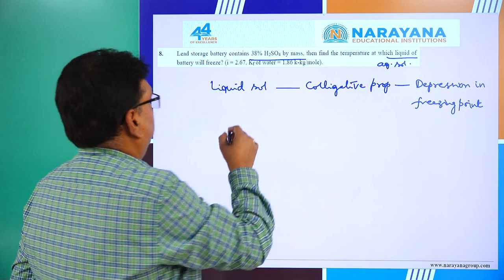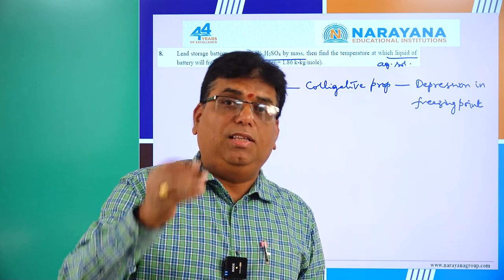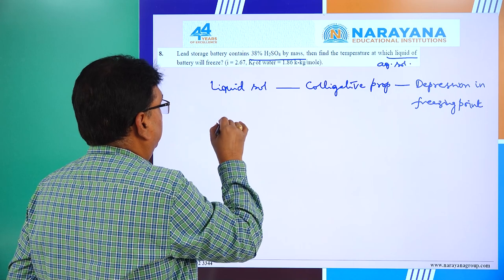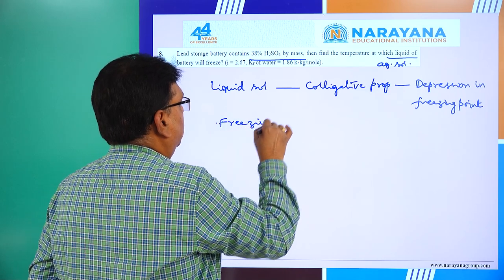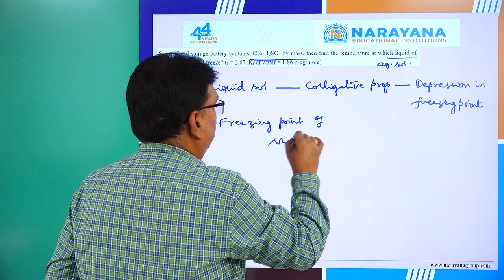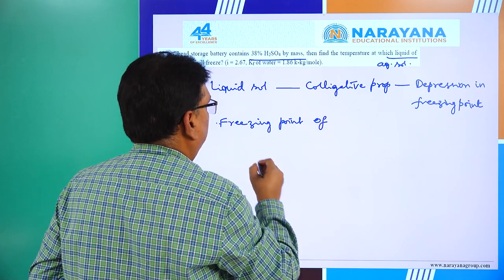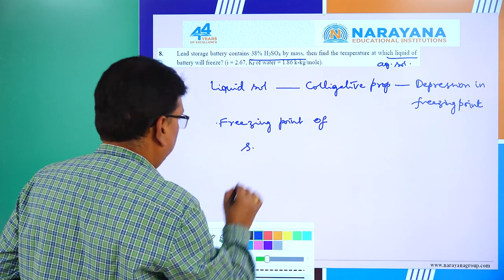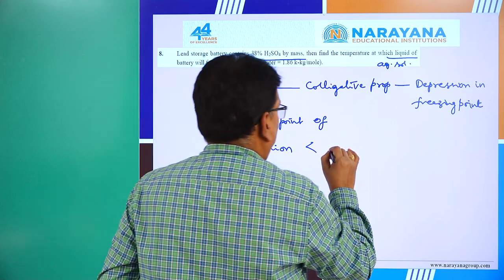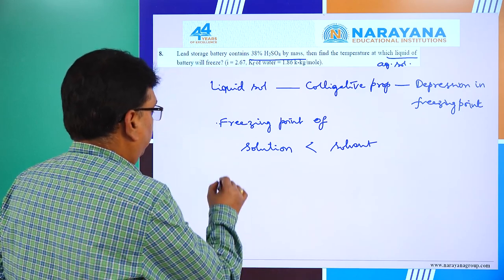Depression in freezing point: when a non-volatile solute is added to a pure solvent, the freezing point of the solution is less than that of the pure solvent. This is a concept of colligative properties. So then how do we find the difference in freezing point?